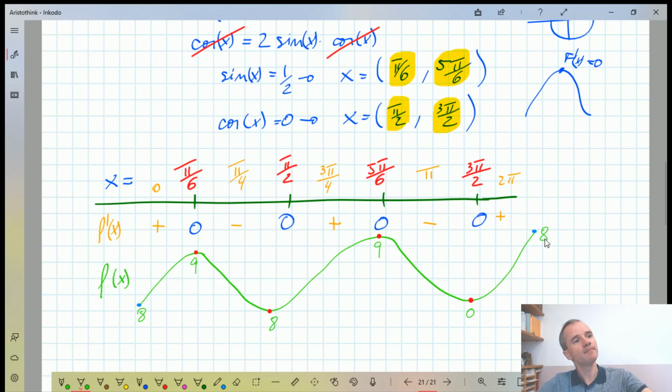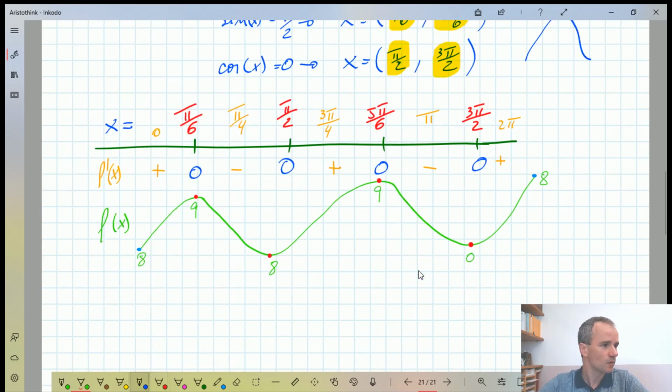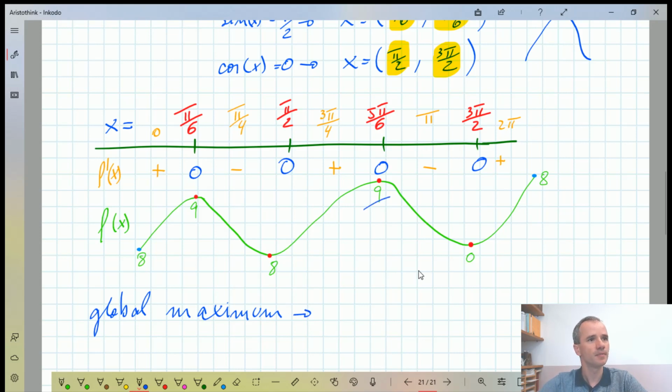Okay, but you see, now I can see what's going on. Because between those two, the highest point is 9. Between those two, the highest point is 9. So, to end, what is the global maximum? Well, it's going to be just 9. Agree? 9 is the highest value. You pick which one you like, but it's 9.